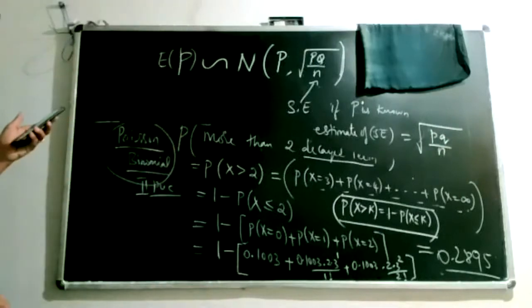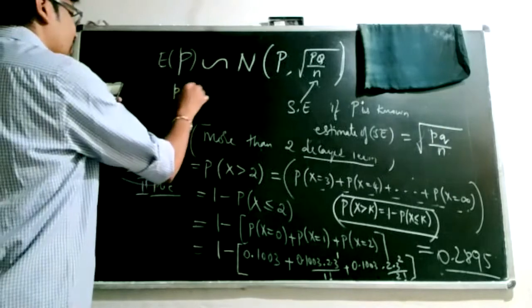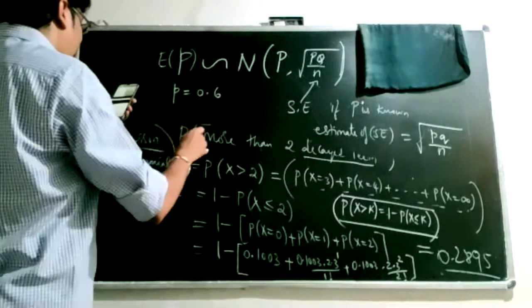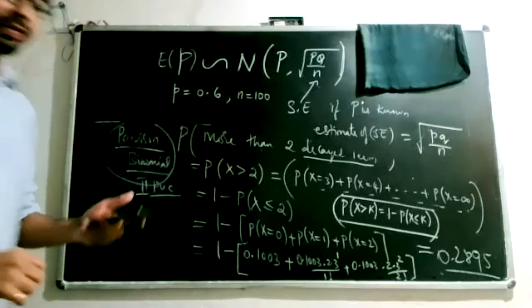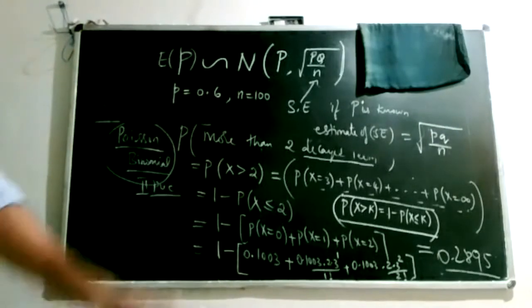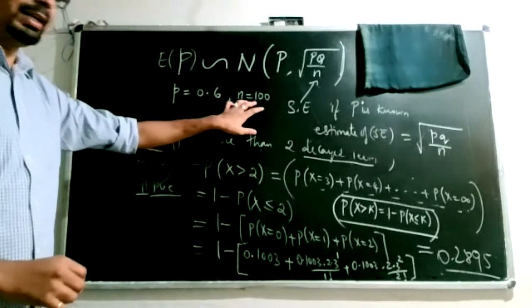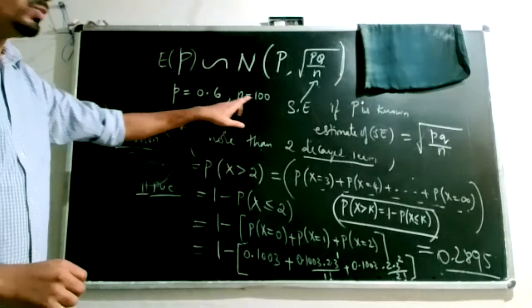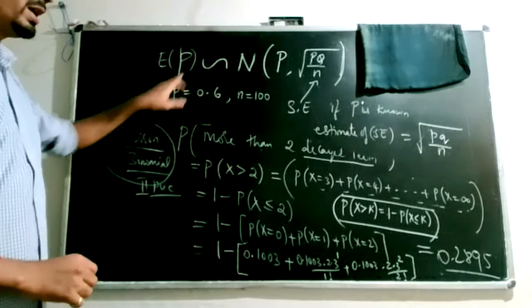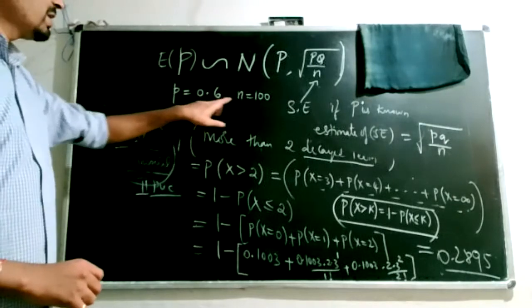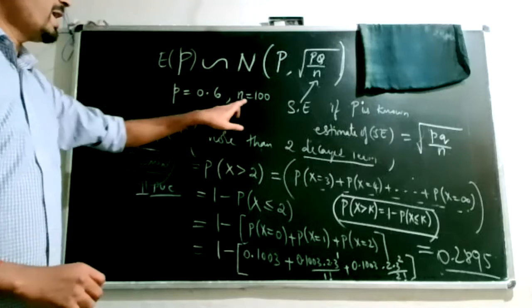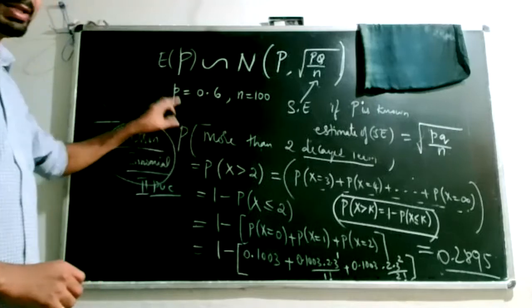The question says, obtain the standard error of sample proportion, which is P 0.6 with N equal to 100. So what is the meaning of this question? It means you have selected a sample of 100 items. From those 100 items, you have computed the proportion of a certain attribute, and that has come to 60% or 0.6. So if this is observed, what is the standard deviation of this particular statistic?